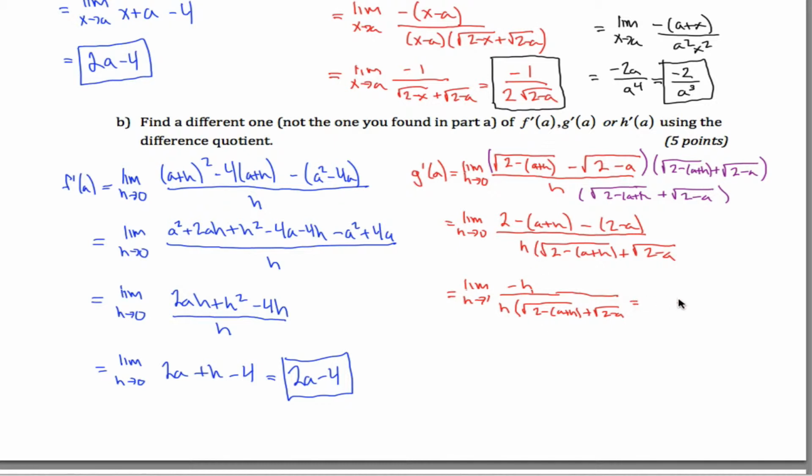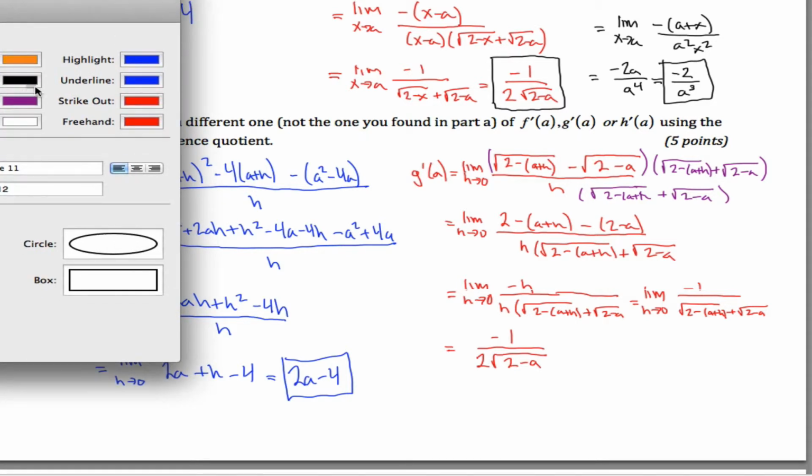And now when I cancel out the h's, I get that this is the limit as h approaches 0 of negative 1 divided by the square root of 2 minus a plus h plus the square root of 2 minus a. And I can evaluate this limit by changing all the h's into zeros. If I do so, I'd have 2 minus a here and 2 minus a here, each under the square root sign. So I would have negative 1 divided by 2 of these square root of 2 minus a things. Exactly what I got up here.